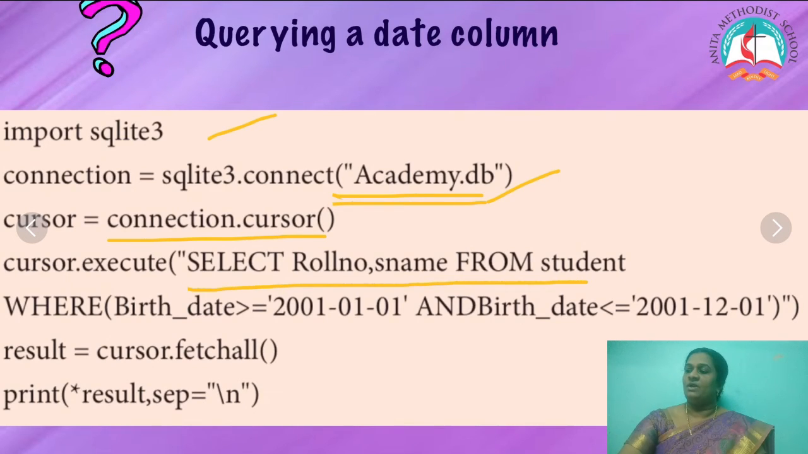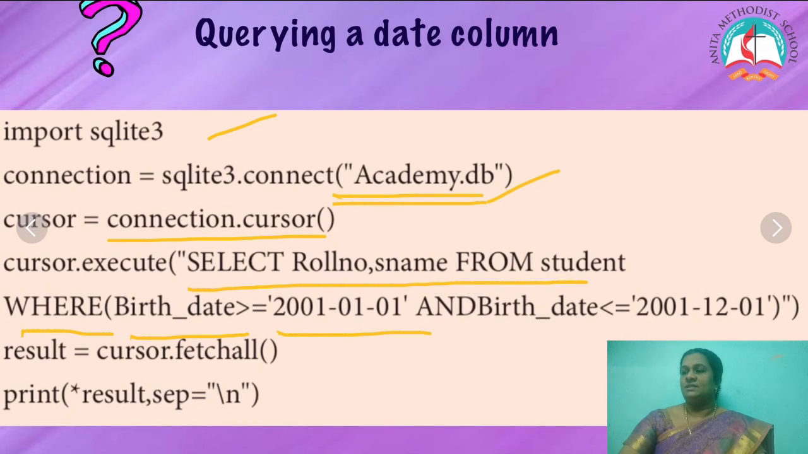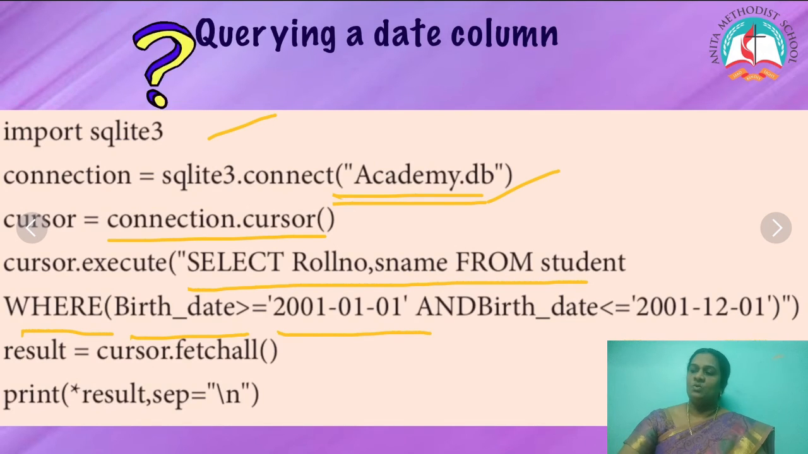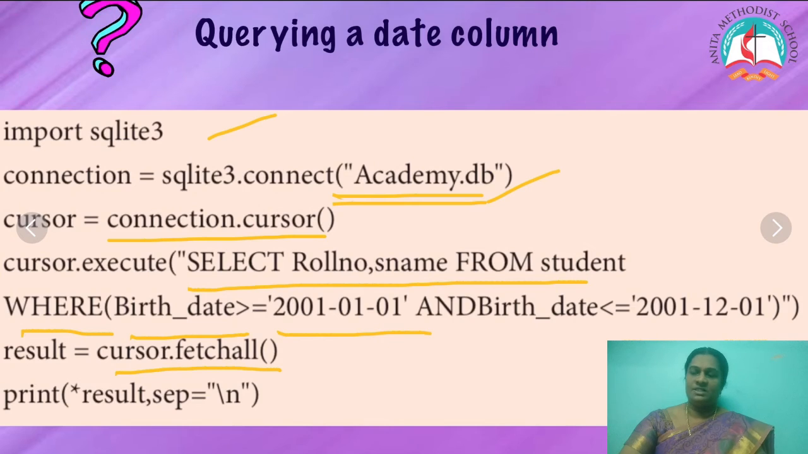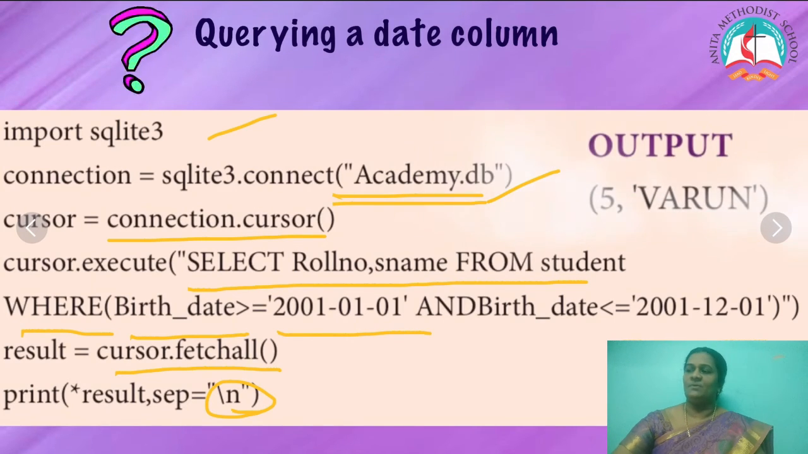Connection.cursor. Select roll number, name from student where birth date. You can give either birth date or whatever name you gave in the table field; that has to be given here. This is the year; they have just swapped it: year, month, and then date. Whatever format you describe in the query, that format will be displayed. So the result, you are fetching all the data and printing it on a new line. What would be the output? Let's see it. Come on.